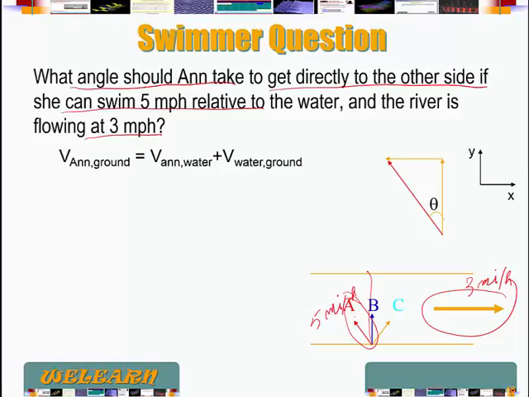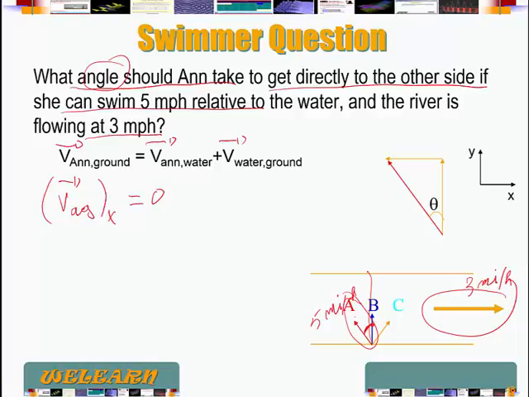The question is, what angle? This angle here, we need to find it. The velocity addition formula says velocity of Anne relative to the ground is equal to velocity of Anne relative to the water plus velocity of water relative to ground. Now, for Anne to move directly to the other side, that means that V Anne relative to ground, along the x, should be equal to 0.